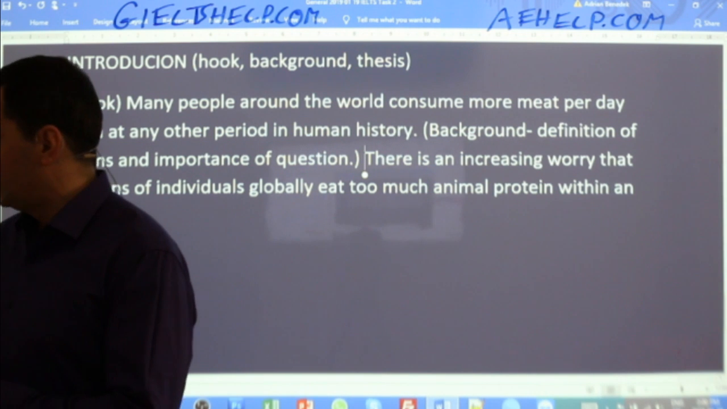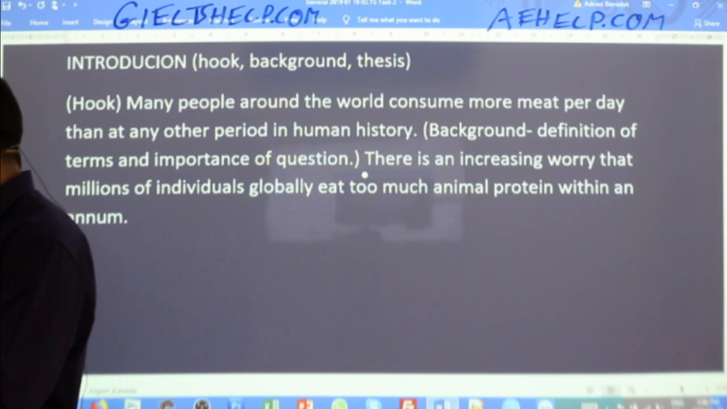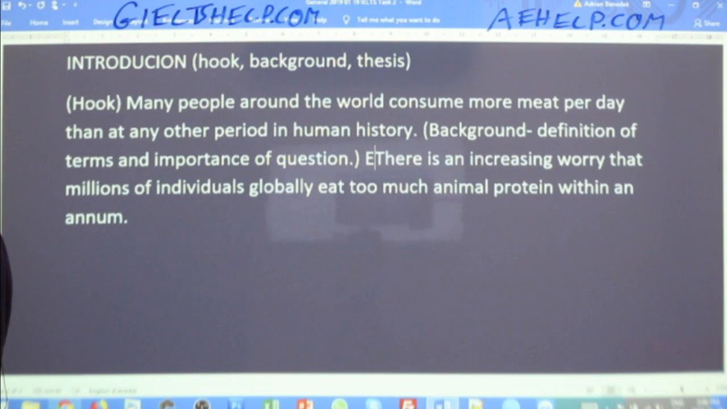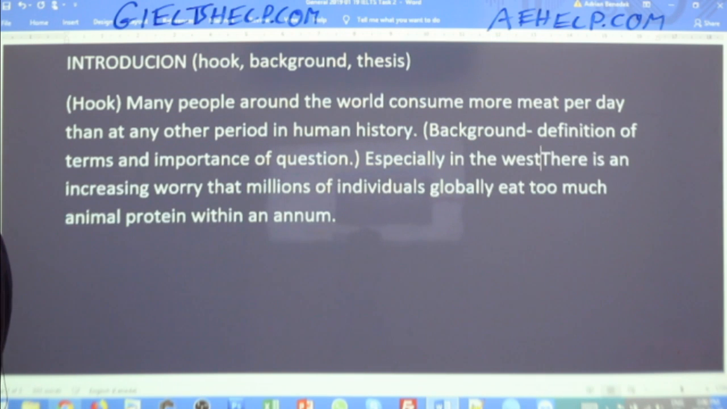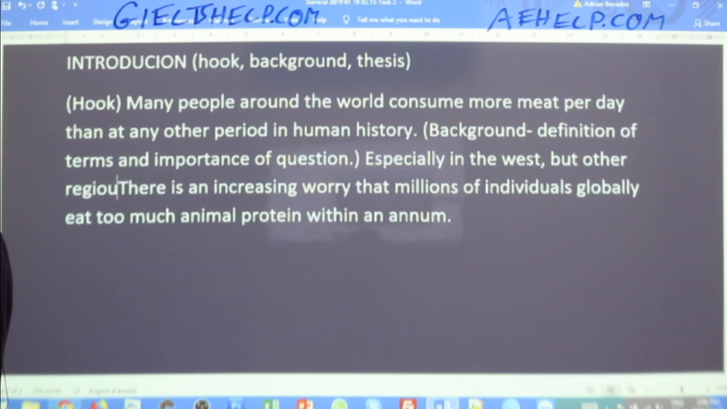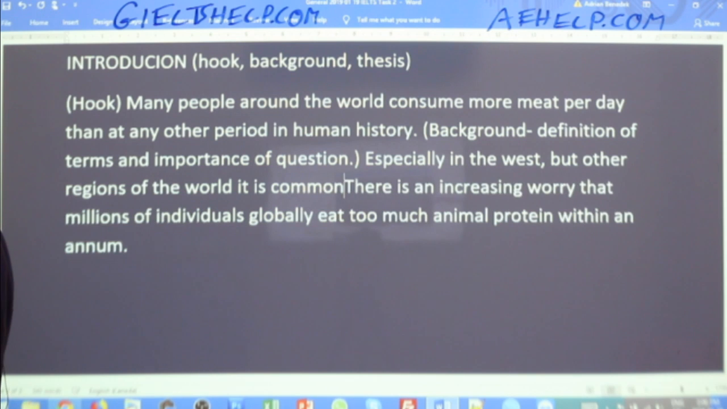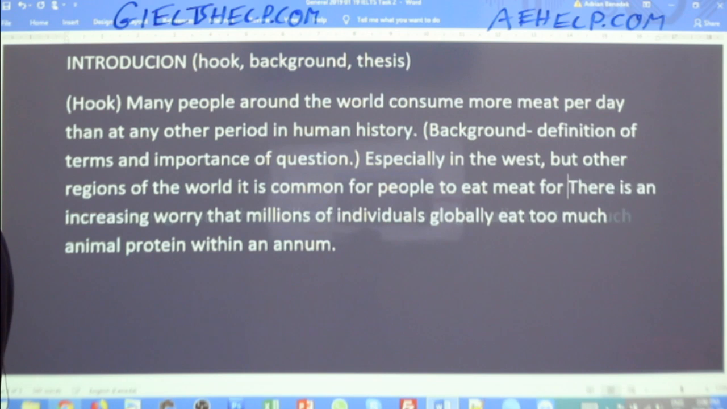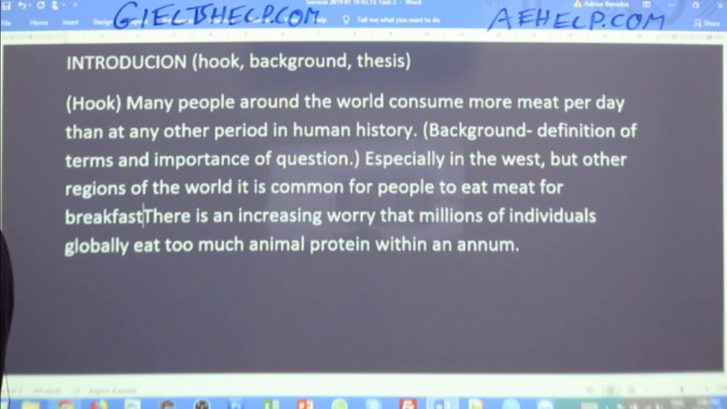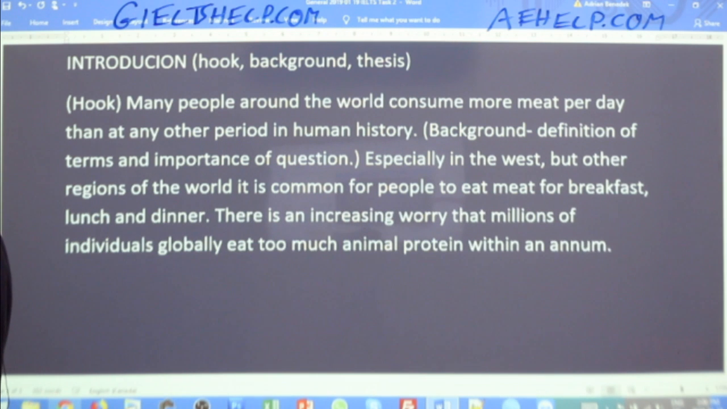Definition of my terms here. So, explaining what I mean by consuming animals. Especially in the West, but in other regions of the world, it is common for people to eat meat for breakfast, lunch, and dinner.